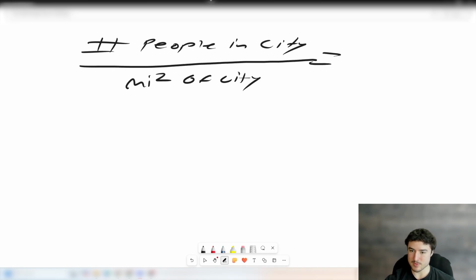So let's say our people are 500,000 and our square miles of city is 100. And so in this case, let's say we have 500,000 people in a city and we have 100 square miles of that city. And so in this case, we have 5,000 people per square mile. This is really rough math. Again, it's not meant to be perfect or anything.